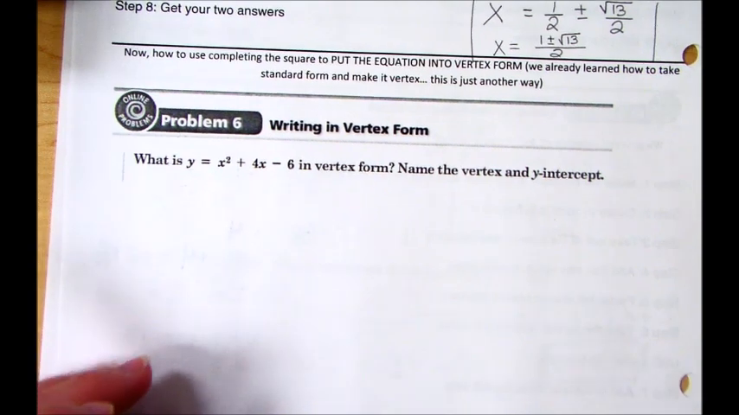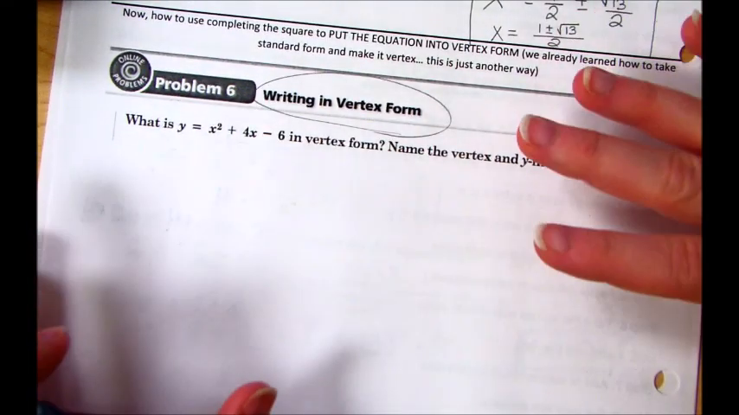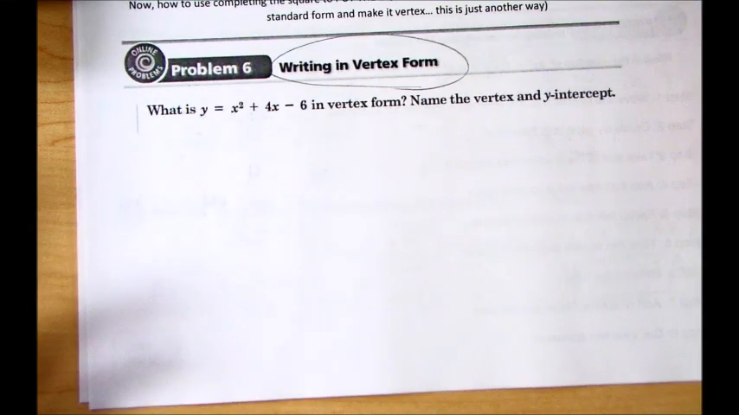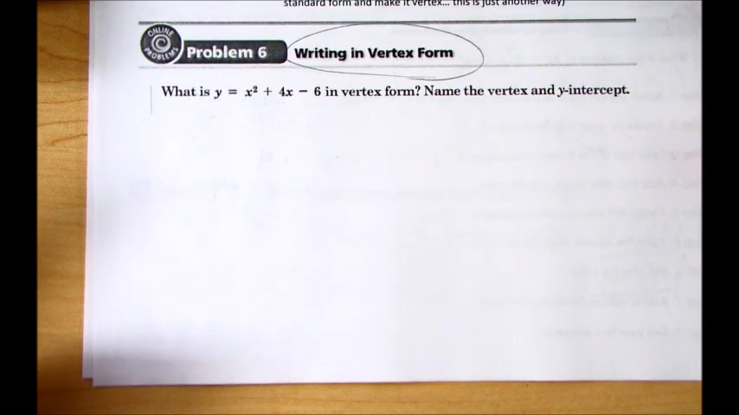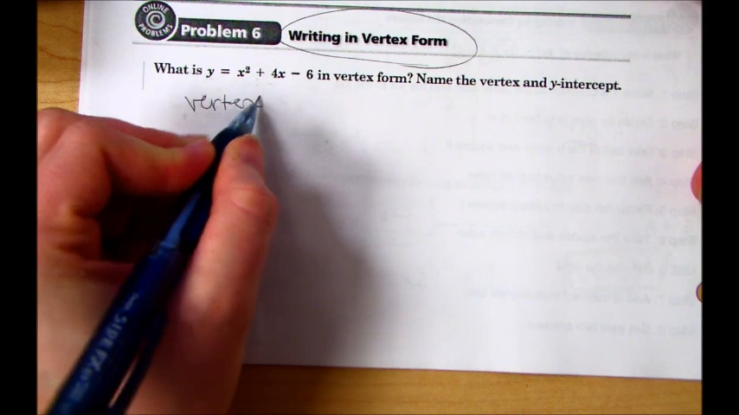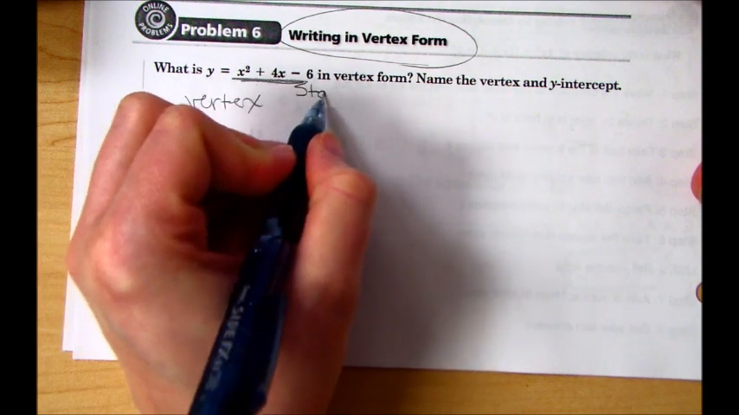In problem 6, I have already taught you how to do this. You learned this in 4-2. So what I personally think is, why reinvent the wheel? If we want to write something in vertex form, we could complete the square to do it, but quite frankly, don't you guys know how to find the vertex by now, I hope? This is in standard form. Please make sure you understand this is in standard form.